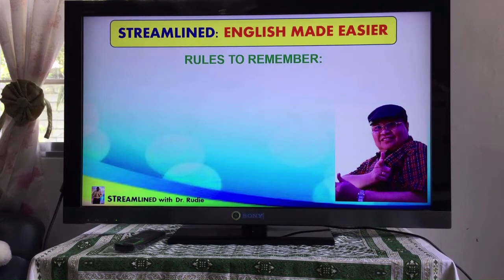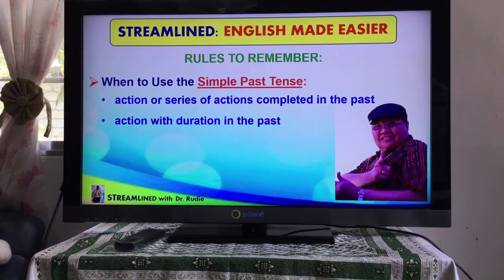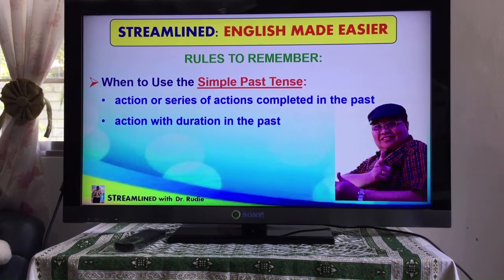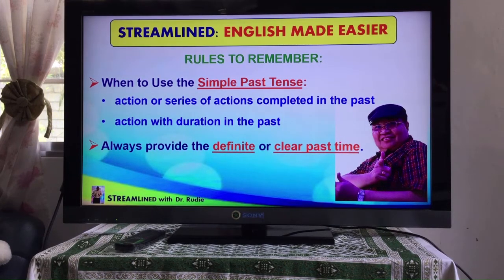We have therefore to remember the following rules as regards the use of the simple past. First, we use the simple past tense for actions or series of actions completed in the past, or action with duration in the past. This means that when we use the simple past, we always have to provide the definite or clear past time. If the action happened in the past and we don't mention the clear past time, then we cannot use the simple past tense.